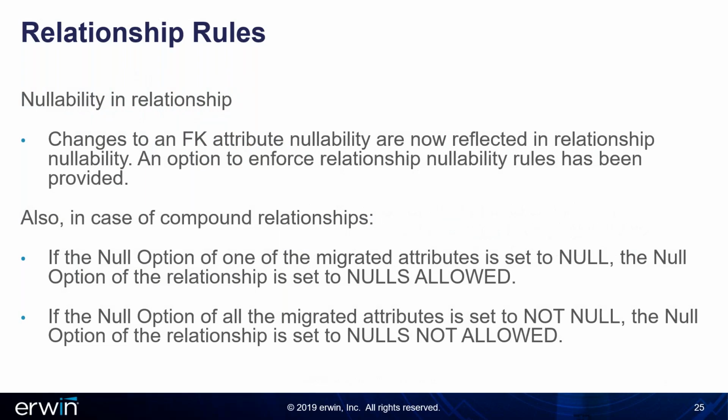Relationship rules, nullability relationship. Changes to a foreign key attribute nullability are now reflected in the relationship nullability. An option to enforce the relationship nullability rules has been provided. And in the case of compound relationships, if the null option of one of the migrated attributes is set to null, the null option of the relationship being set to null is allowed. If the null option of all the migrated attributes is set to not null, the null option of the relationship being set to null is not allowed. So we have improvements in the relationship rules for the nullability.